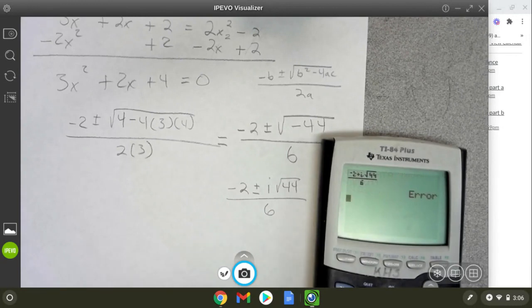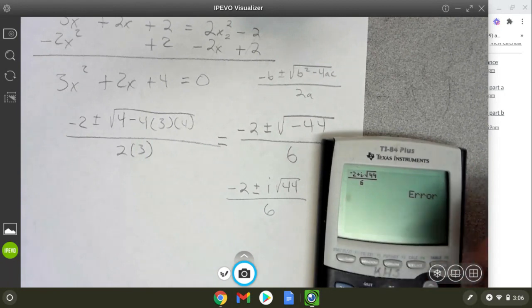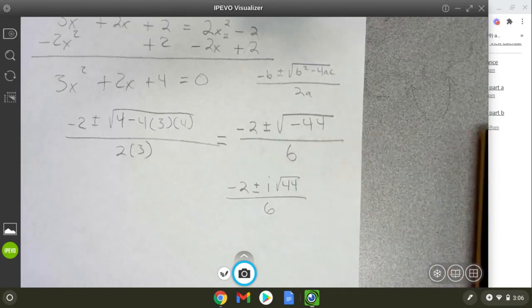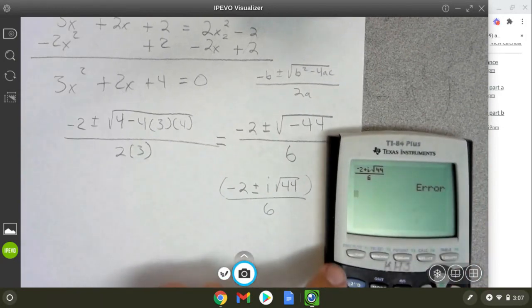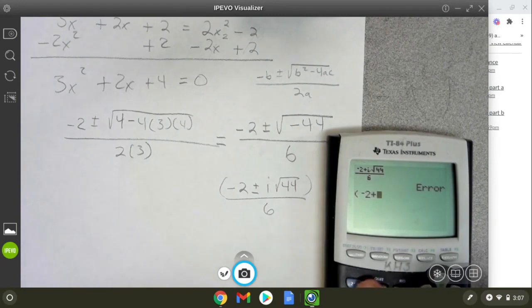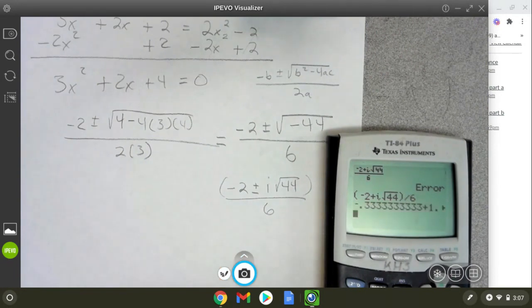So for some reason, the calculators will not take imaginary numbers using the alpha y equal. So instead, we're going to wrap the numerator in parentheses like this and type it in that way. So we're going to do parentheses negative 2 plus i. That was second in the little decimal button. Okay, 44. Close the parentheses and then divided by 6. All right, and this is our decimal answer.